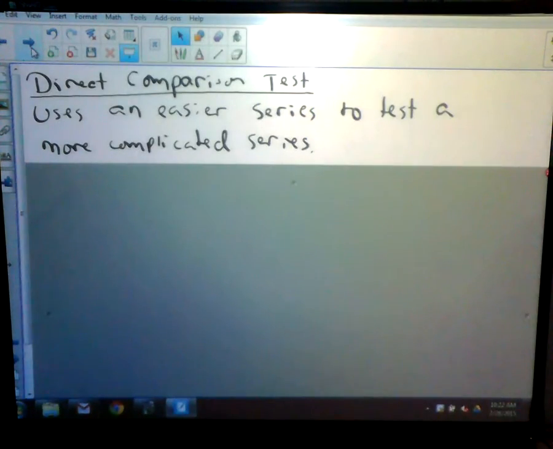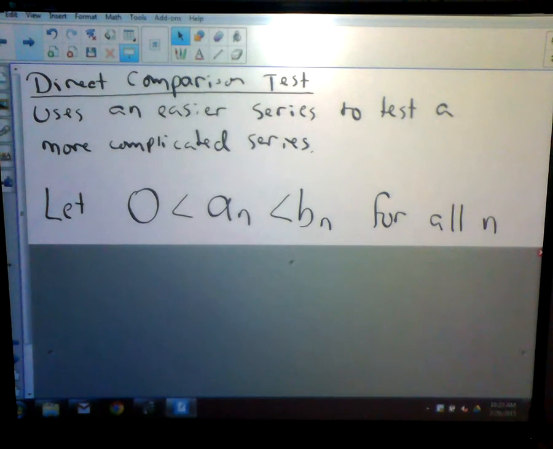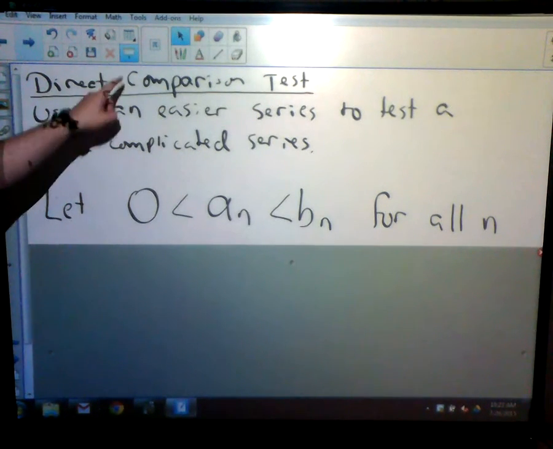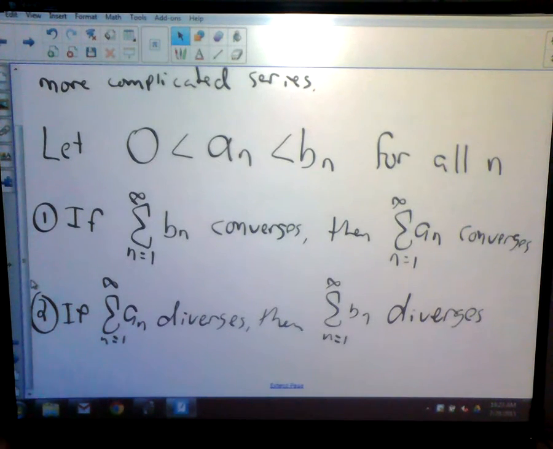The direct comparison test. This uses an easier series to test a more complicated series. Okay? So we're going to pick two series, and we're going to see which one's bigger and which one's smaller. Now you can read this. Pause it and read it.